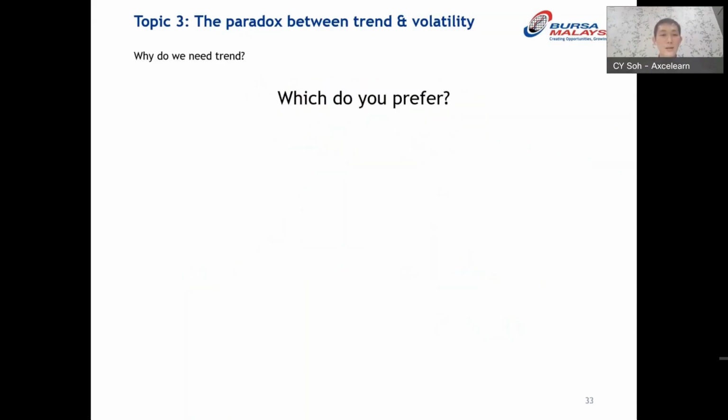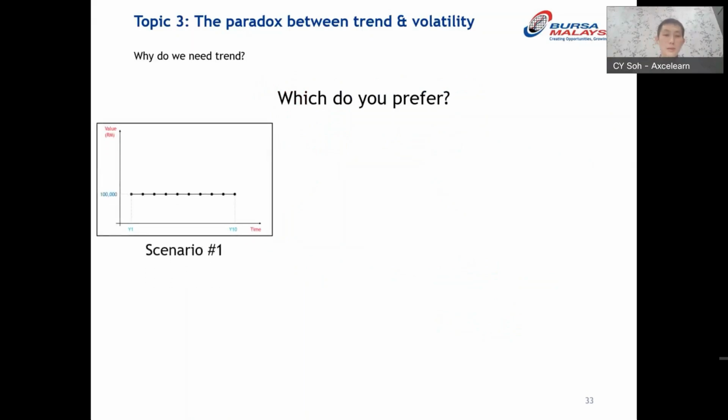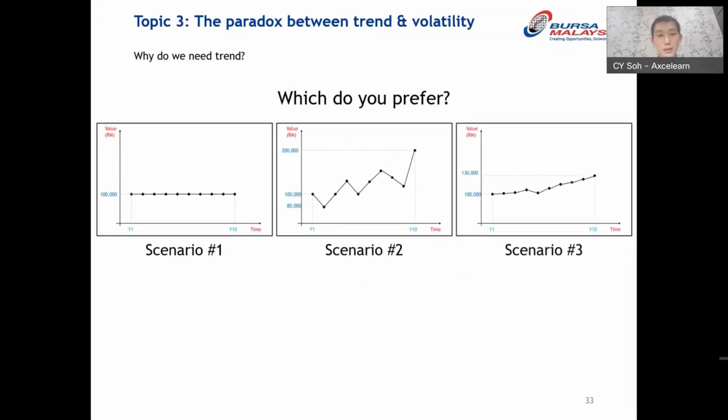Now, let me give you a quick three examples here. Which of these scenarios would you prefer to put your money into? There would be scenario 1, scenario 2, as well as scenario 3. Which of these scenarios would you put your money into? Just type into the comment box below and let me know where you want to put your money.